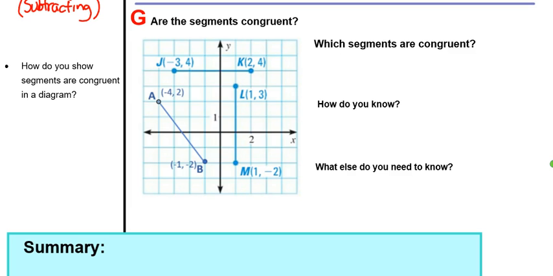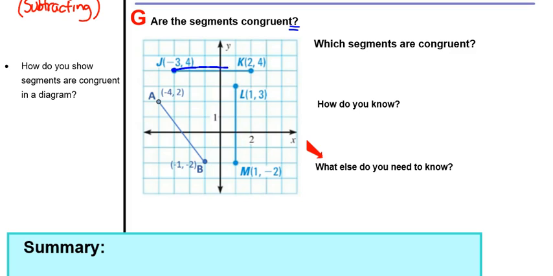Question G asks us, are these segments congruent? Now, we have three things that we need to talk about. They want to know which segments are congruent. How do you know that they're congruent? And what else do you need to know if there's something you don't know? So the question is, are they congruent? Don't know. How do we find that out?